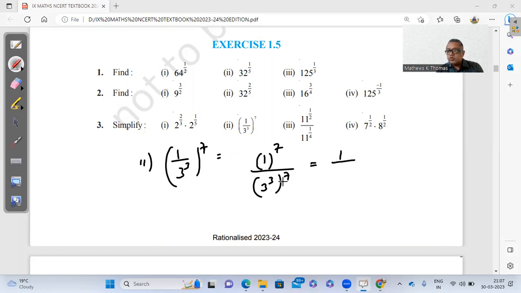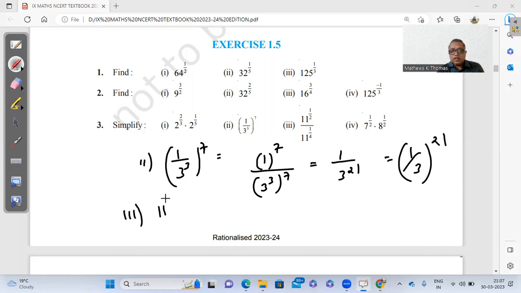Here there are two powers, so powers will get multiplied. 3 into 7 will become 21. So I'll get 1 by 3 to the power 21, because 1 raised to the power anything will give 1 itself. So the answer is 1 by 3 to the power 21.